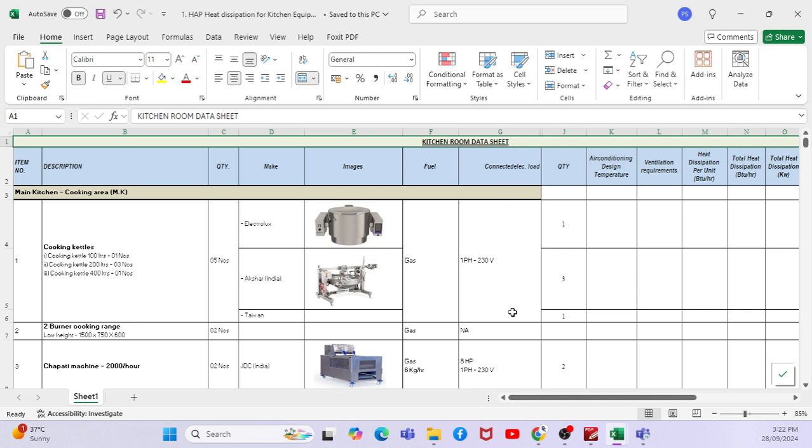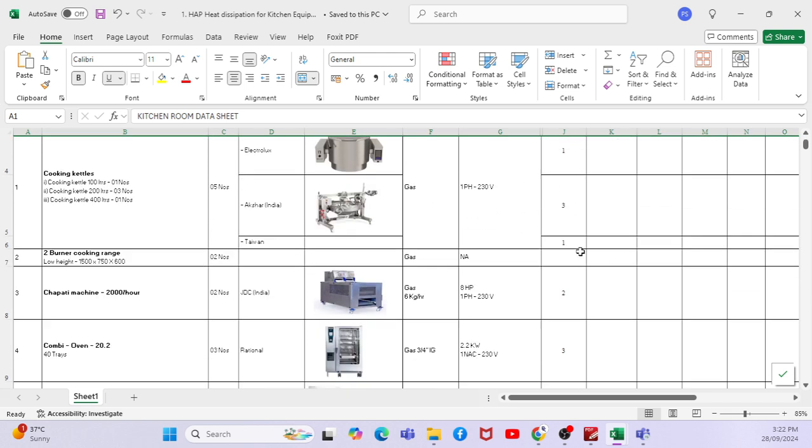Then what is the electrical requirement for the power requirements, and what is the quantity. Then you can see the design temperature requirement for that particular room, and the ventilation requirements, if any, in that room. Then what is the heat dissipation per unit and the total heat dissipation from the kitchen appliances. So all this data will be available in these room data sheets.